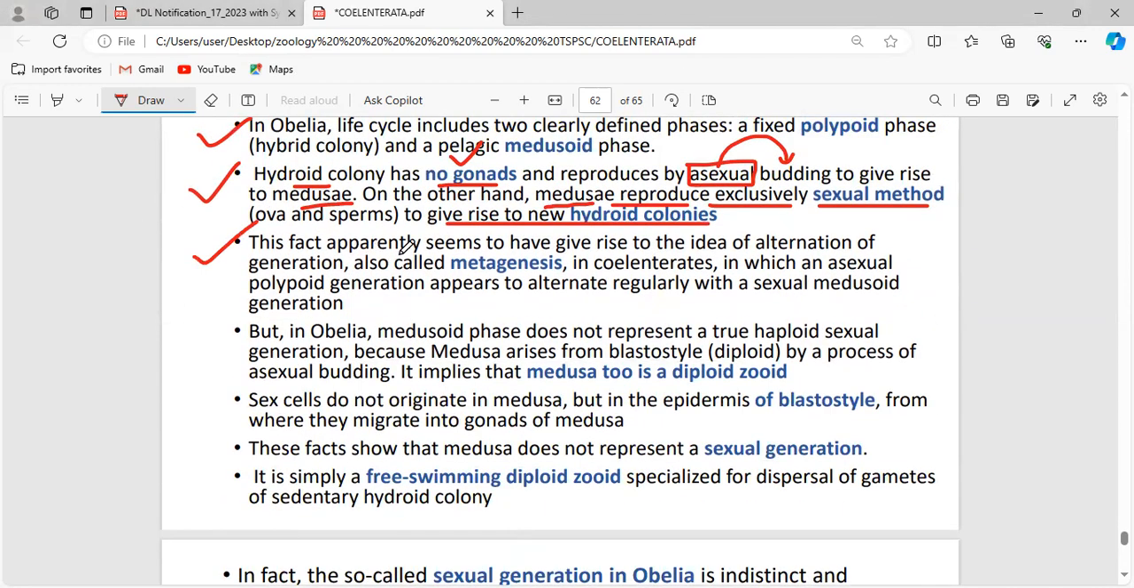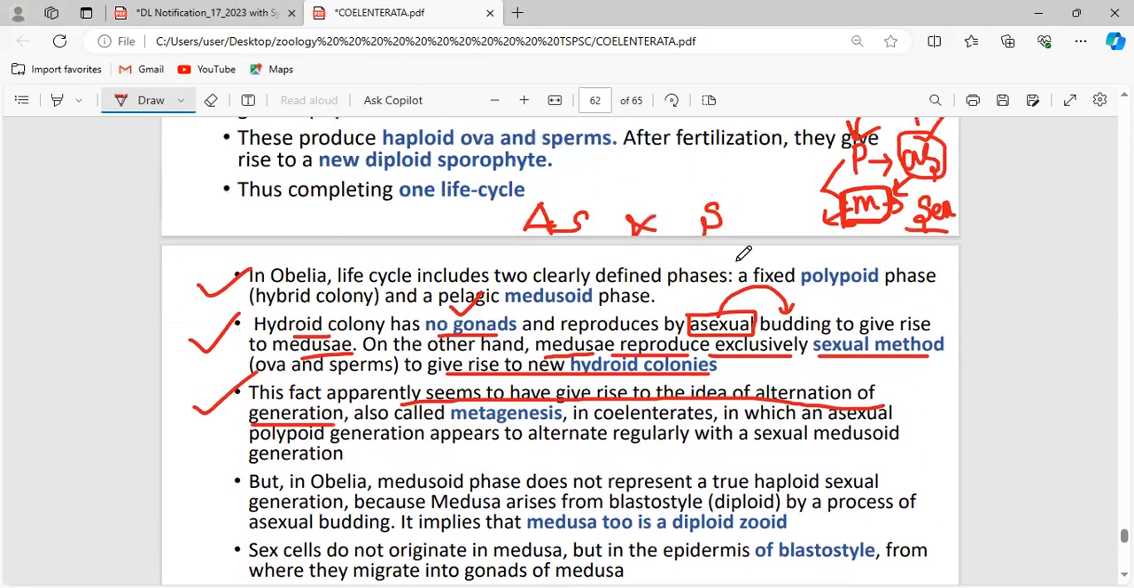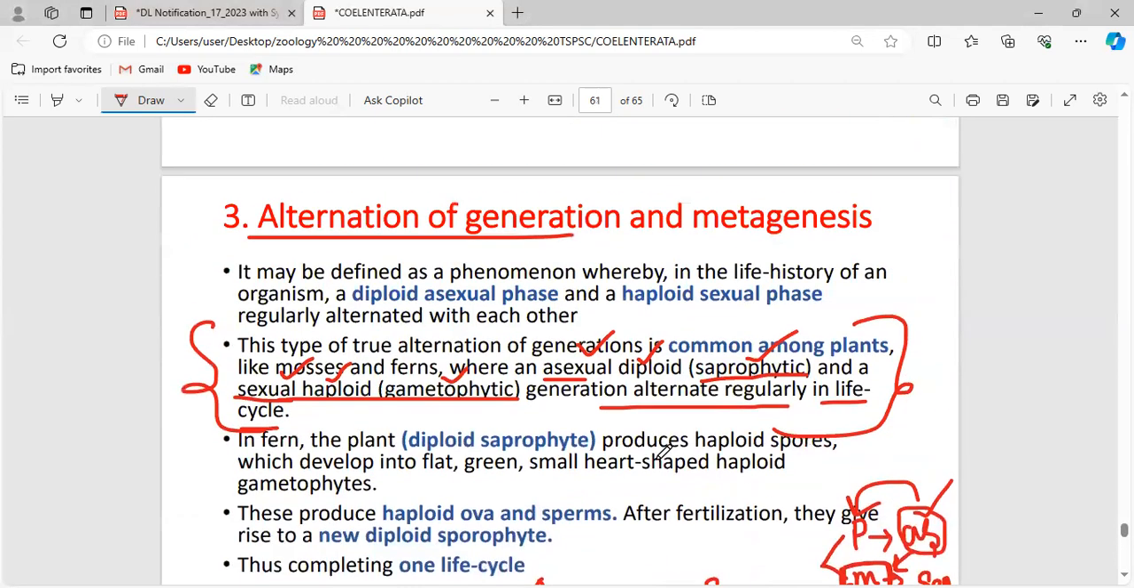Now, this fact apparently gives rise to the idea of alternation of generation. What we have seen in the coelenterata is that both asexual reproduction, that is budding, and sexual reproduction are happening. That is why both are seen in the coelenterata, so this also comes under the mechanism of alternation of generation. But the true alternation of generation is asexual, diploid, sporophytic as one cycle, and the next cycle, sexual, haploid, gametophytic, is another cycle. One cycle and the other alternate with each other. That is said to be a true alternation of generation.